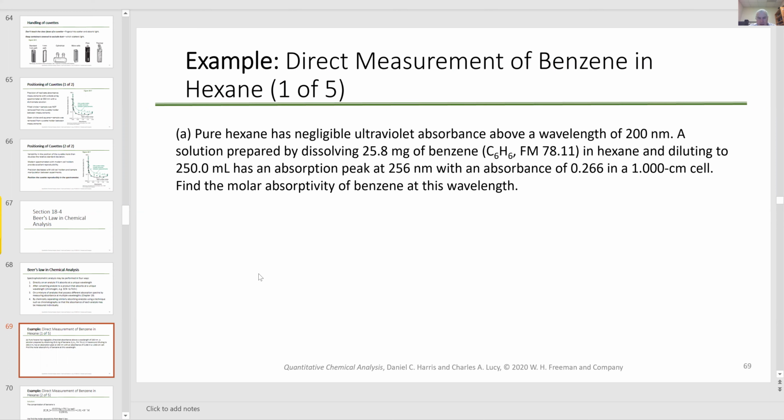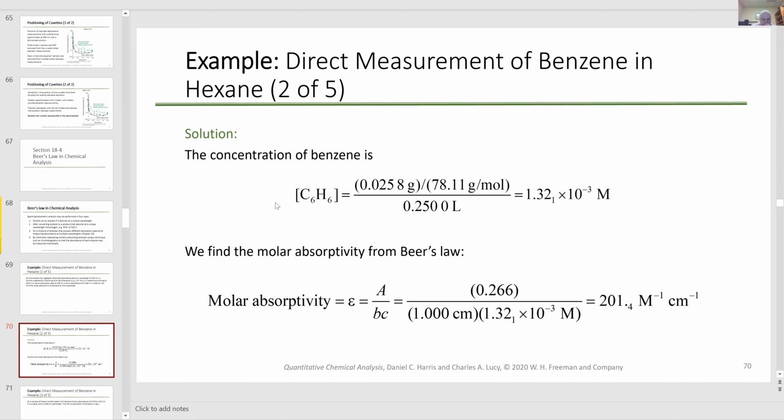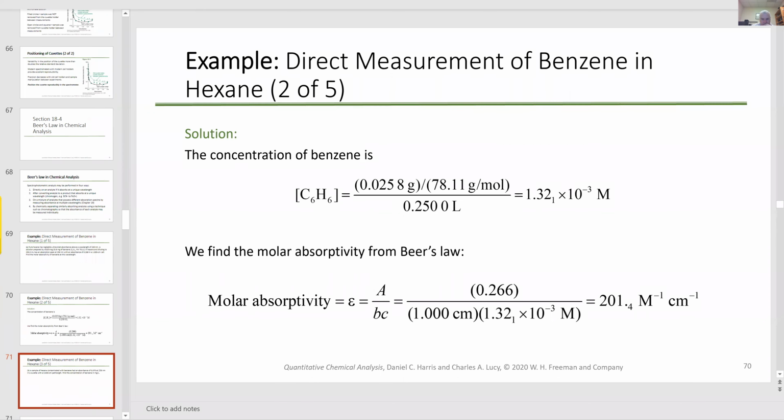So here's an example with hexane, and it's not really so complicated here. It's just A equals epsilon BC. And so you can calculate the molar concentration of benzene. And then epsilon equals A over BC. There's A, B is 1, C is 1.32, and that gives you 201 per molar per centimeter. It's not really so difficult.